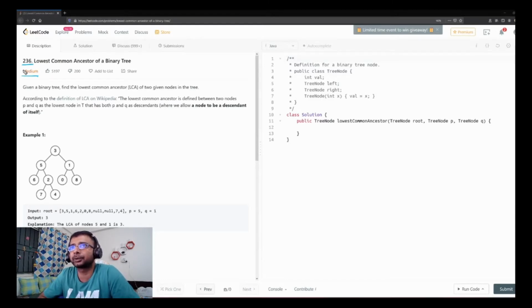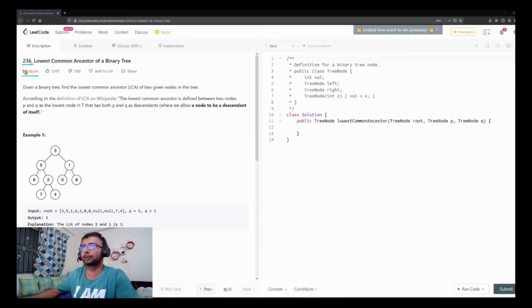Given a binary tree, find the lowest common ancestor, also known as LCA, of two given nodes in the tree. So according to the definition of LCA on Wikipedia, the lowest common ancestor is defined between two nodes P and Q as the lowest node in T that has both P and Q as descendant. Okay, where we allow a node to be descendant of itself.